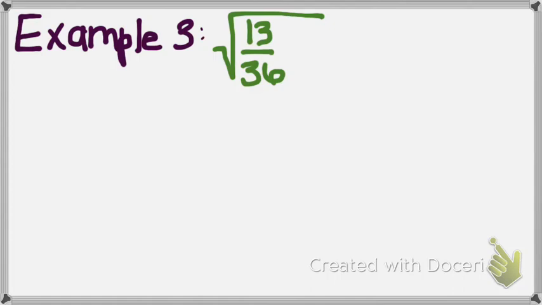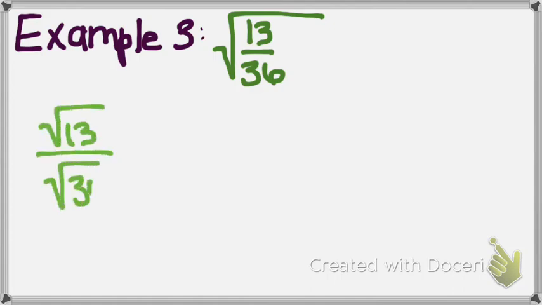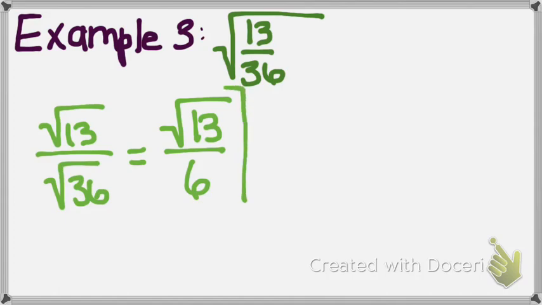Now we're going to use the quotient property of square roots. The square root of 13 over 36. This is the same thing as having the square root of 13 over the square root of 36. Look at your numerator, the square root of 13. Do you know any perfect squares that are factors of 13? The only factors for 13 are 13 and 1. So we'll just leave this as the square root of 13. The square root of 36, though, is 6. So we have simplified the radical expression.